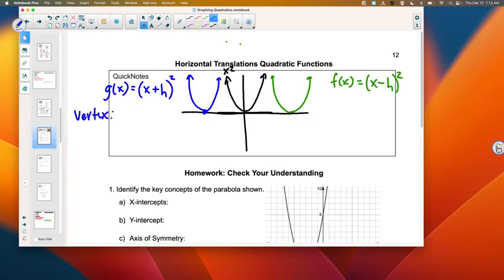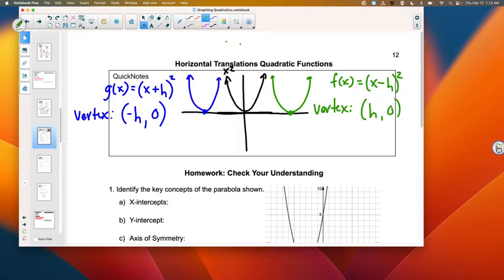Okay, whatever the opposite of h is. So if it says +3, you're going to put a -3 in that spot, 0. Okay, that's the vertex. It's the opposite, as you can see from those h's. And here, the vertex is going to be at h. So whatever, if it says -5, well, it's going to be a 5. And then 0. Okay, that's the vertex right there.